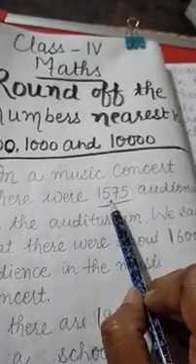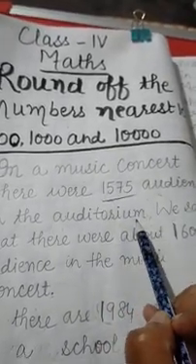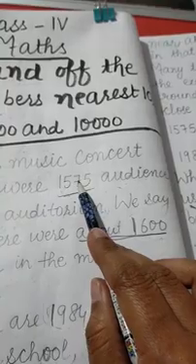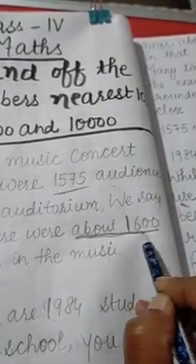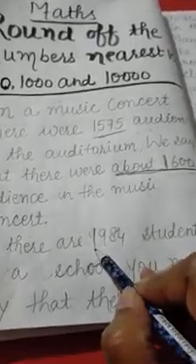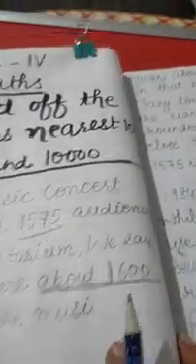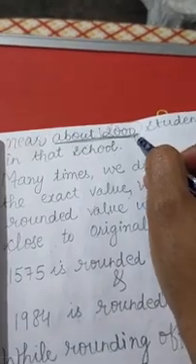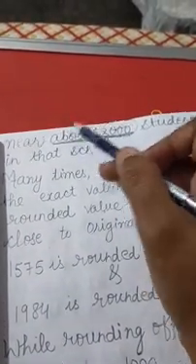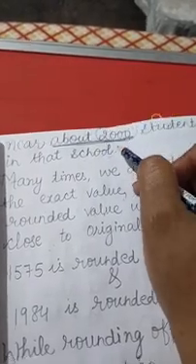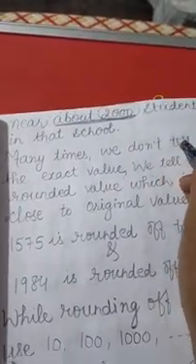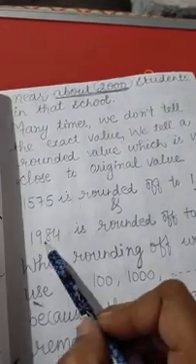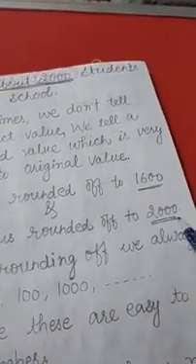Means there were 1575 people in the auditorium, but how many have we told? We have told about 1600. Exact we have not told, we have told about 1600. And in this example, the students were 1984, but we have told about 2000. When we are not telling the exact value and we are telling a rounded value, an about value, that is called rounded off. You can see 1575 is rounded off to 1600 and 1984 is rounded off to 2000.